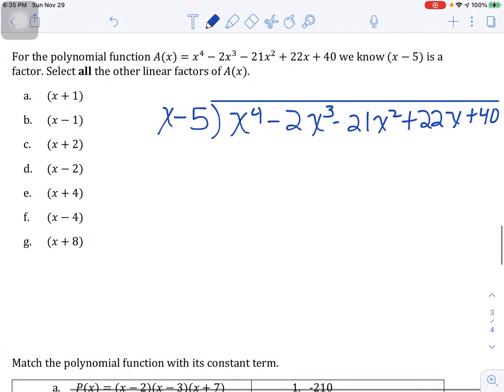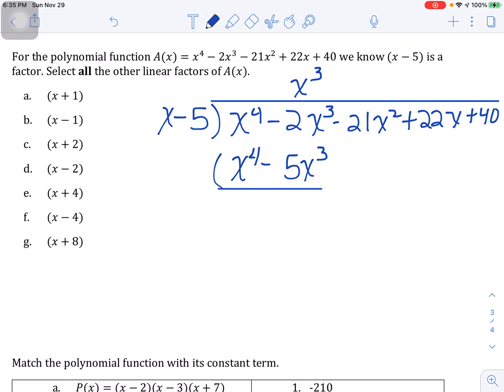And let's see, in here we need an x cubed, so that when we multiply we get this x to the fourth. So that gives us minus 5x cubed here. Subtracting or adding a negative, however you want to think of that, would give us a positive 3x cubed. So up here we need a plus 3x squared. And then we'll bring down minus 21x squared. So in order to get the 3x cubed, we need a 3x squared. Let's see.